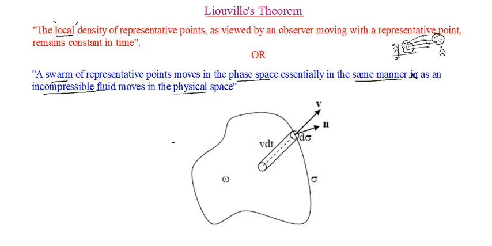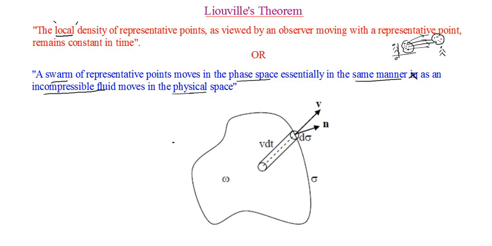Both are talking about how the flow occurs and what happens to the density of the flow in different regions. And you know that an incompressible fluid means that the density of the particles cannot be compressed, right? We believe that was one of the basic assumptions while we made up Bernoulli's theorem. So here the second statement of Liouville's theorem is comparing the flow of representative points in the phase space to that of the flow of fluid particles in the case of an incompressible fluid, right?